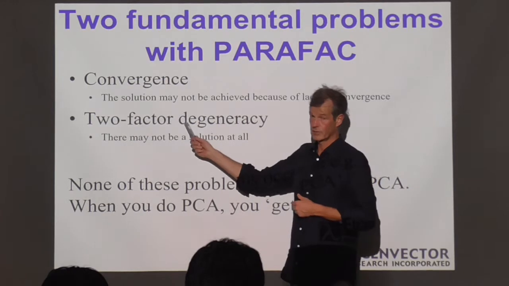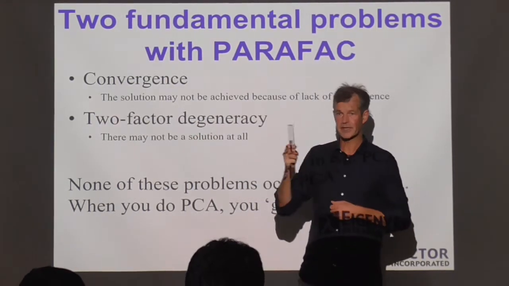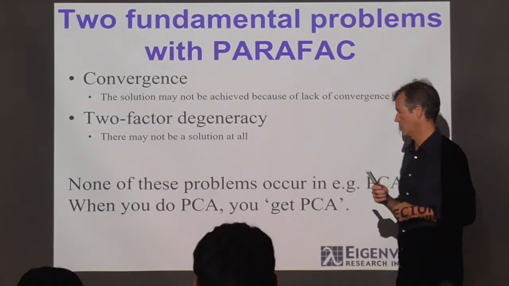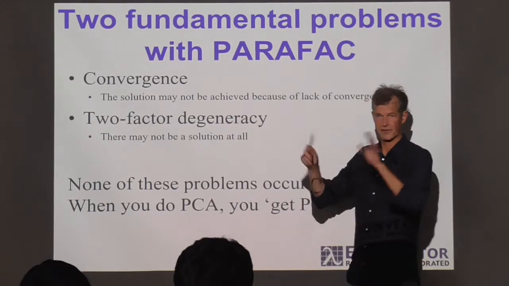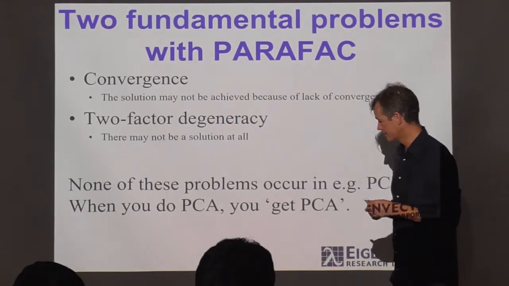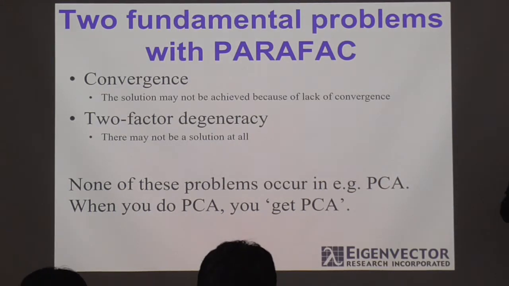And the other one is a really weird one. This is actually why the mathematicians hate Parafac. It is that something called two-factor degeneracy can occur. And I'll explain what that is. But it's a situation where Parafac simply refuses to work. Okay, so let's start with the convergence.